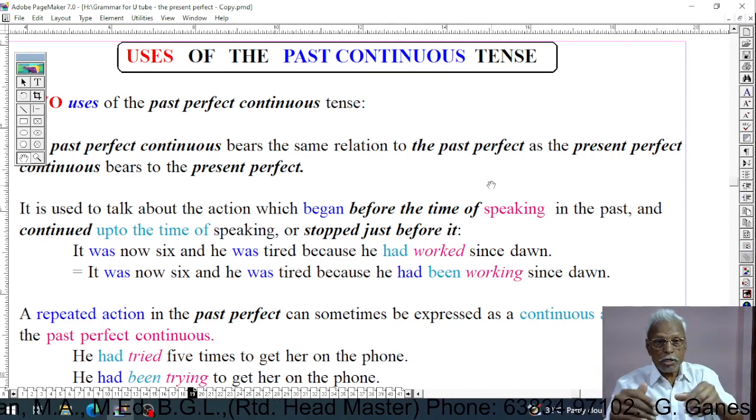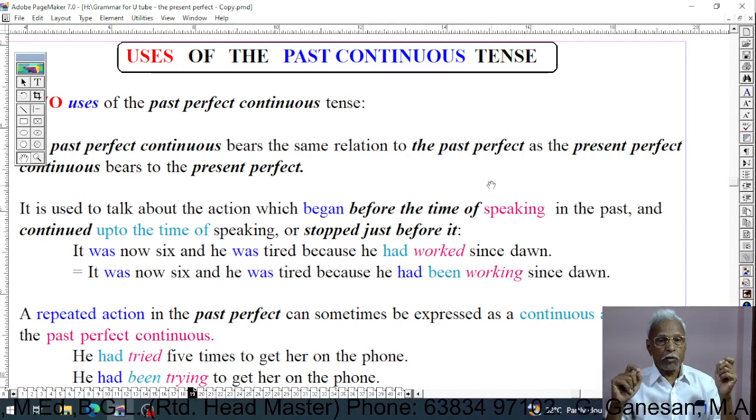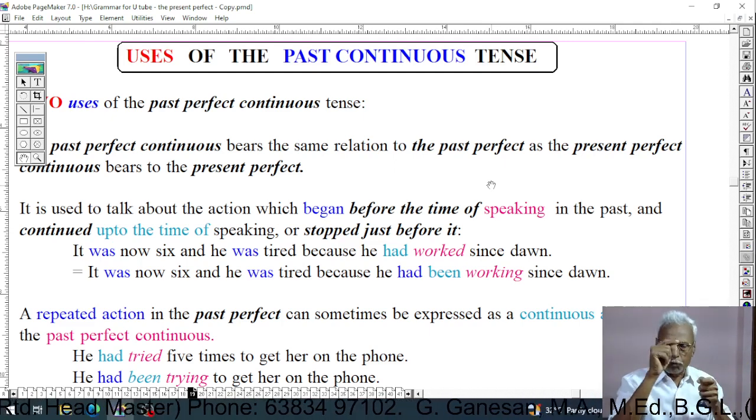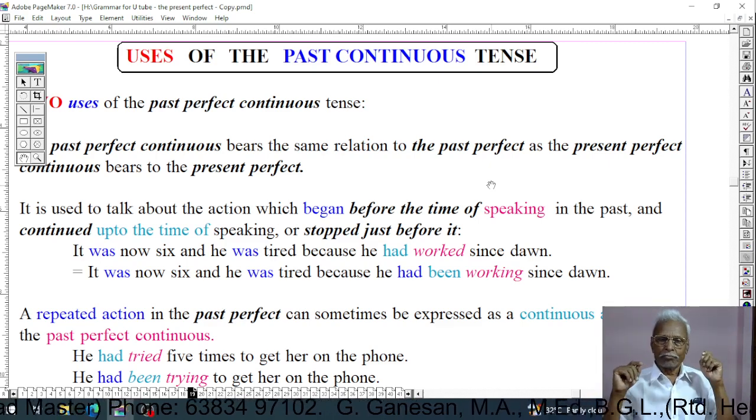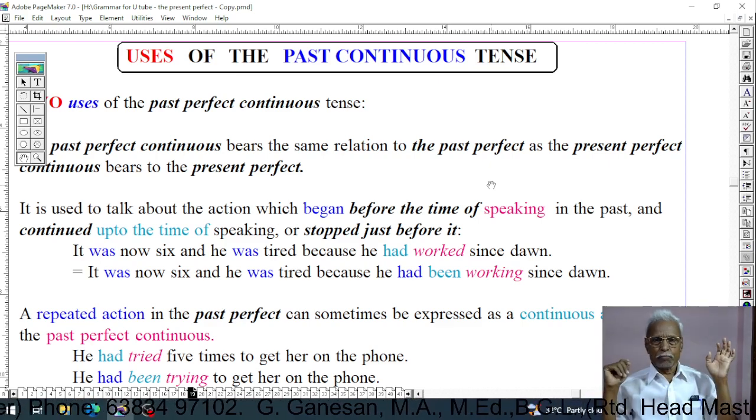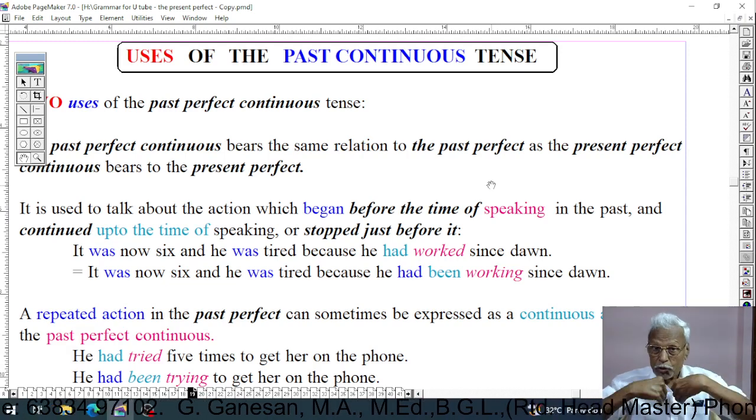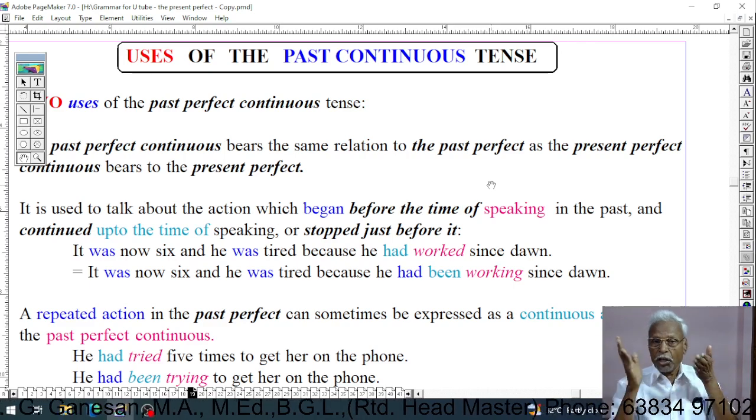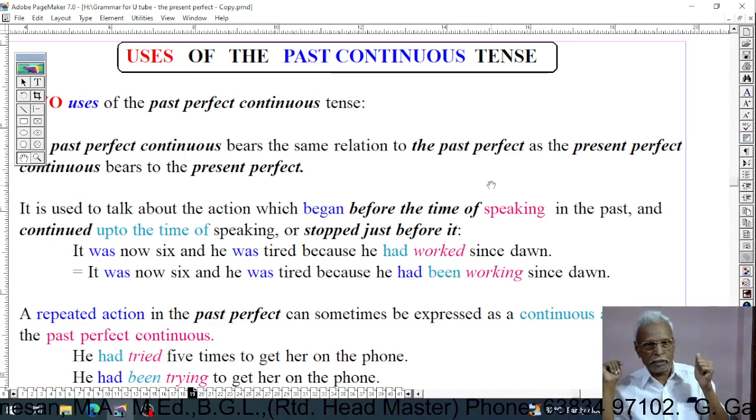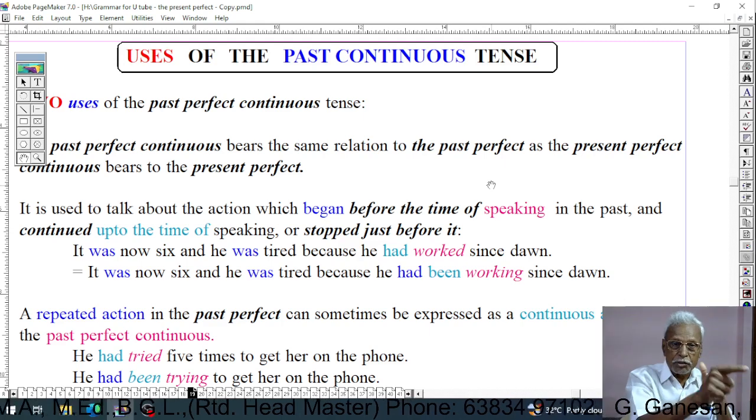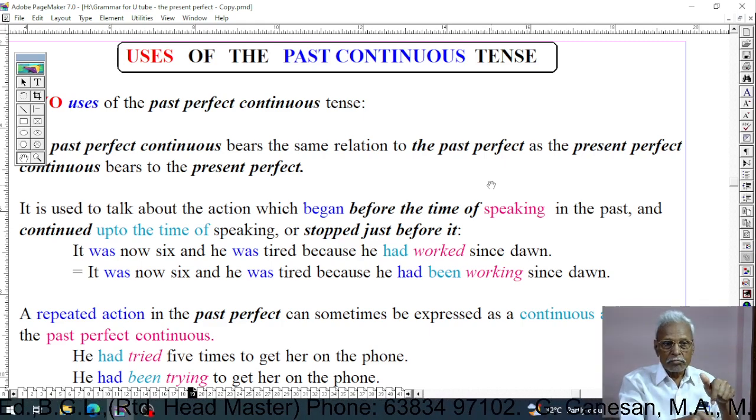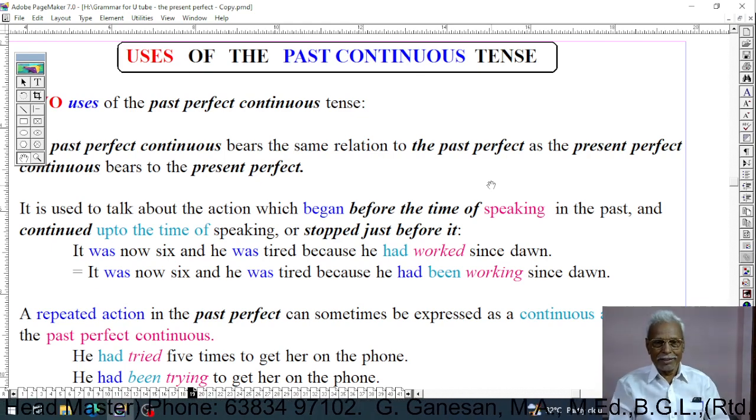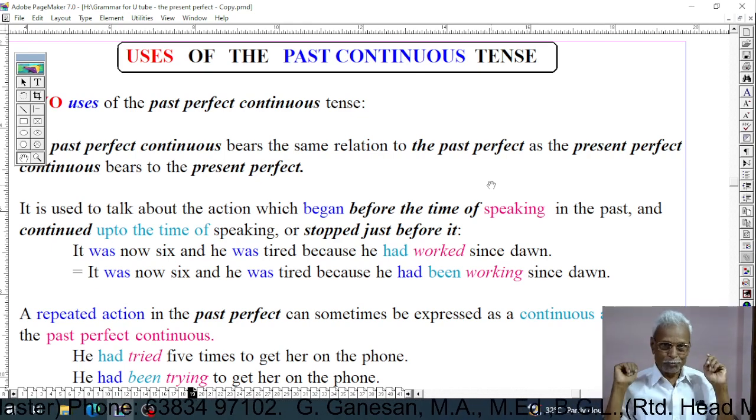Suppose I give one example. A man was working in Trichy from 2000 to 2010, and now he is not working there. Then we have to express that message using the past perfect continuous tense. He had been working in Trichy. From 2000 to 2010, he had been working. That's all. I think it might have reached you, I suppose.